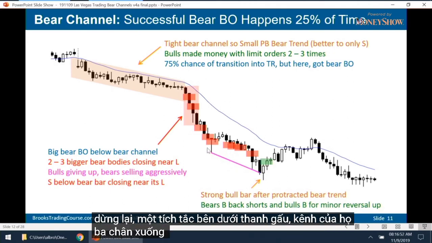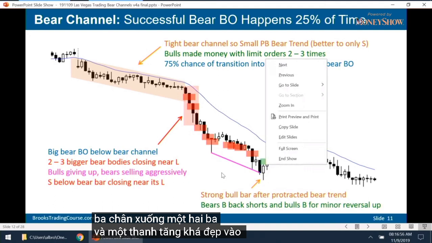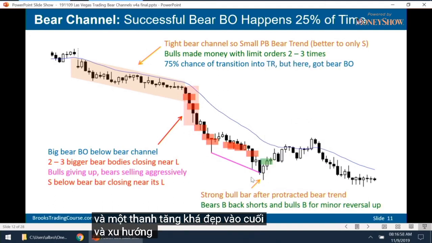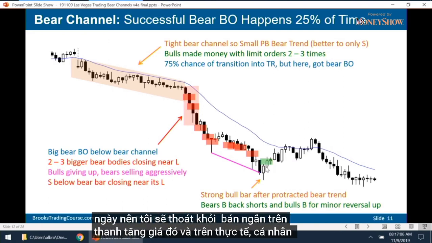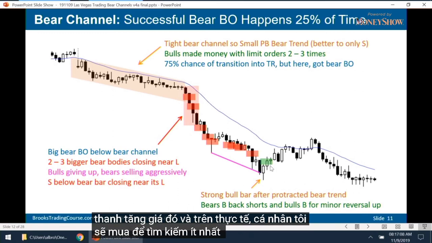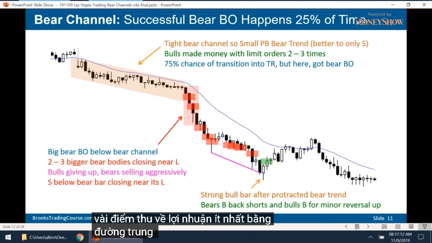Bear channel, 3 legs down, 1, 2, 3, and a pretty good looking bull bar. Late in a bear trend, you're probably going to get some profit taking late in the day. So I would get out of shorts above that bull bar. And in fact, I personally would buy, looking for at least a couple legs up, some profit taking, at least to the moving average.